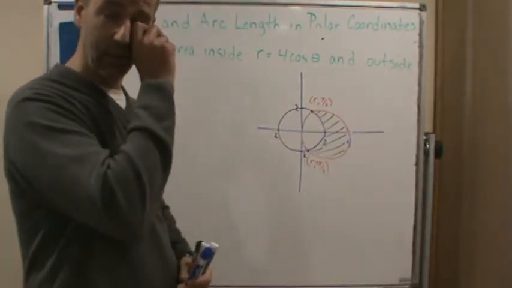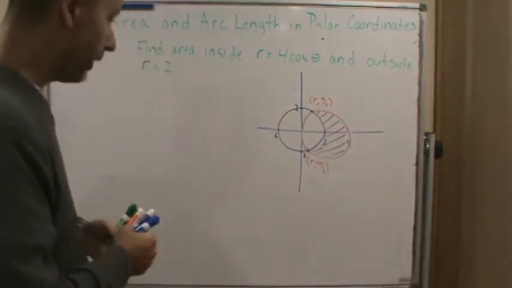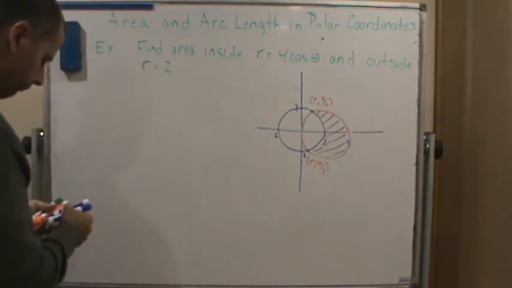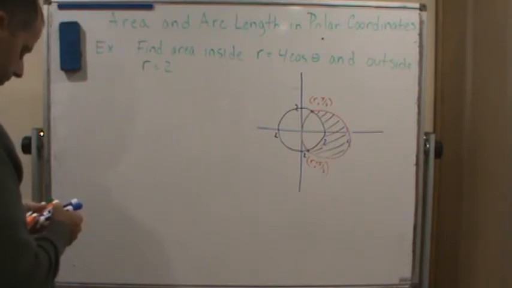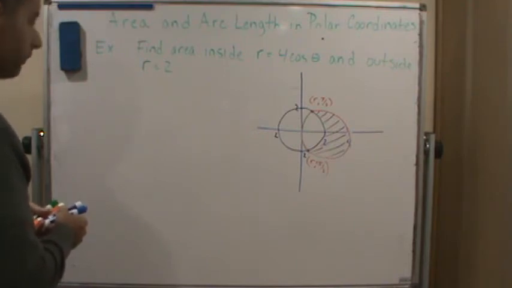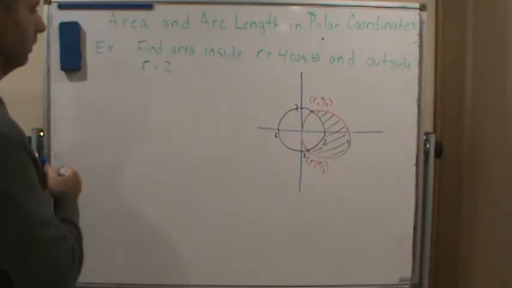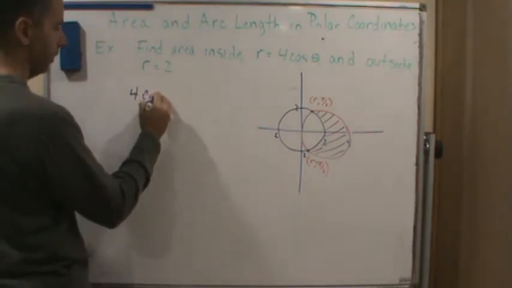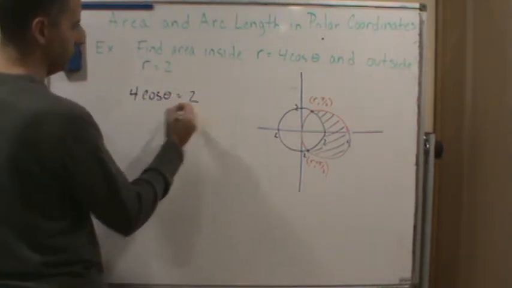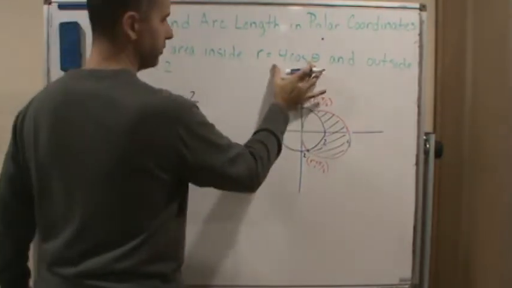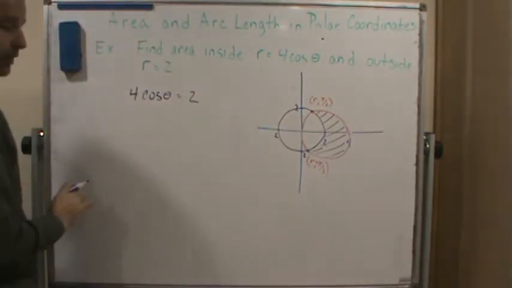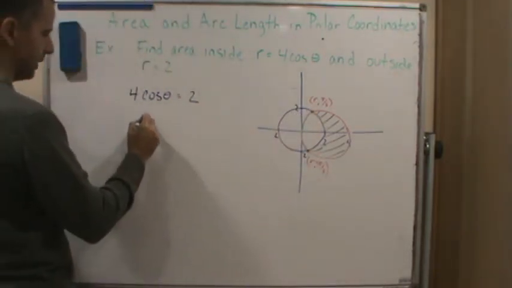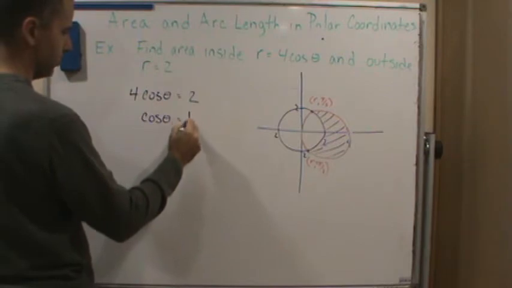But we need to find the limits of integration. So let's set them equal to each other. We get 4 cosine theta equals 2. We're just taking these two functions and setting them equal to find where they intersect, these two intersection points. And so we get cosine theta equals 1/2.